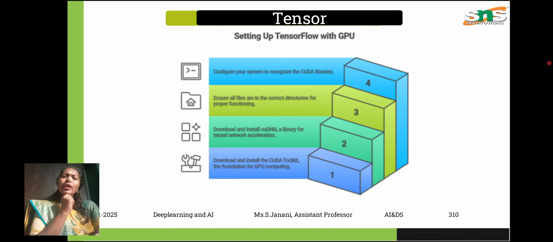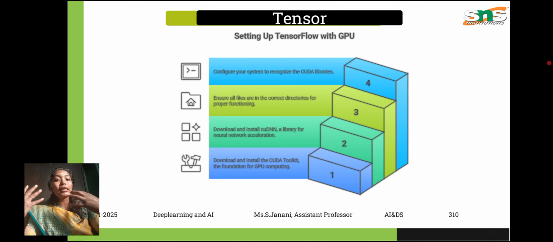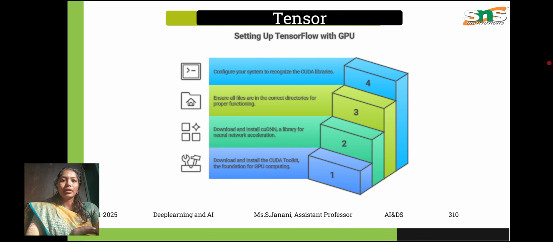So why are we using GPU rather than CPU? It gives faster model training, better performance, and efficient handling of complex neural networks. Compared to the CPU, the GPU is more efficient. For example, the CPU is one teacher and the GPU is 100 teachers working together. So see how efficient that would be.